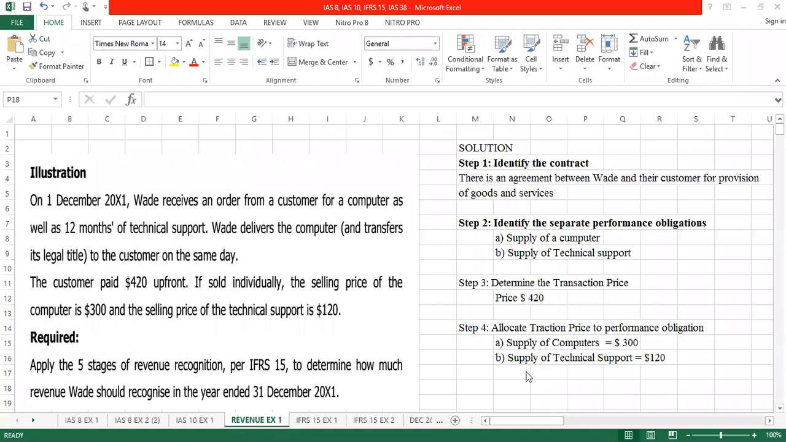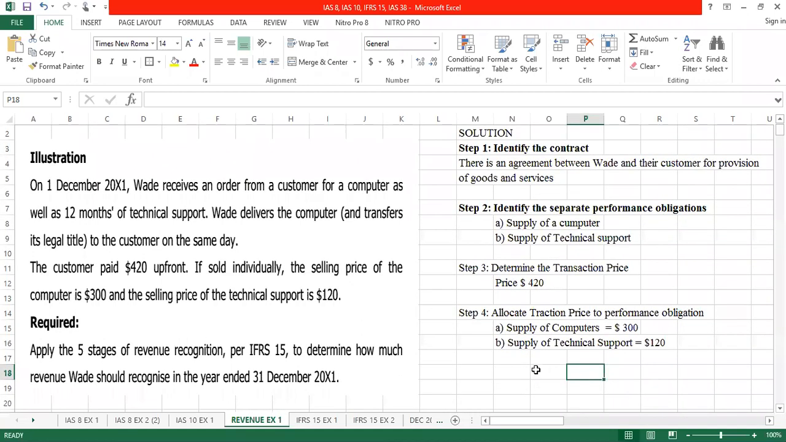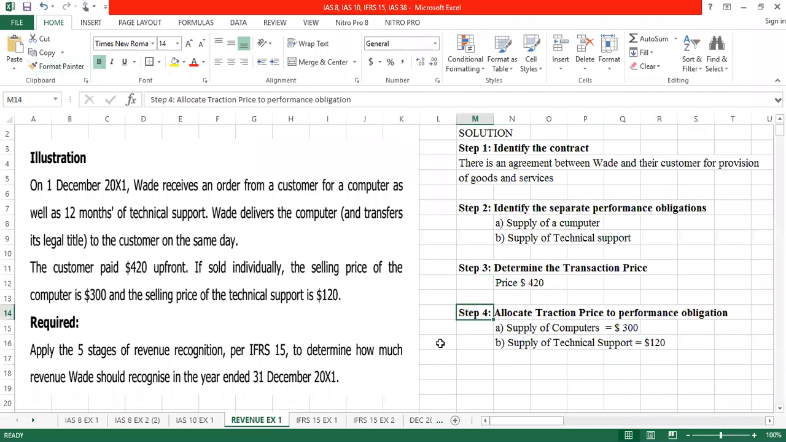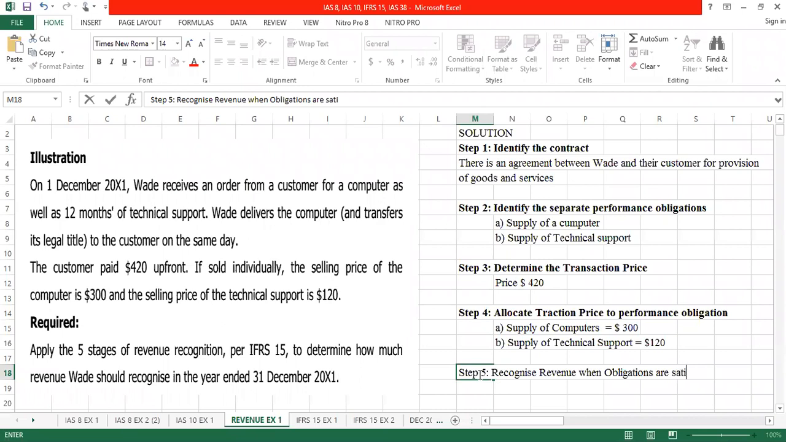Okay, so let's continue. So that is step 4. Please keenly follow these, not construction contracts. IFRS 15 is very important. So step 5. What was step 5? Step 5 was to recognize revenue when the obligations are satisfied or met.